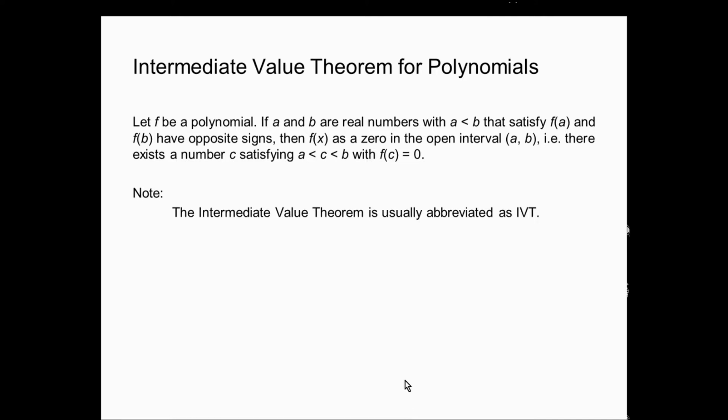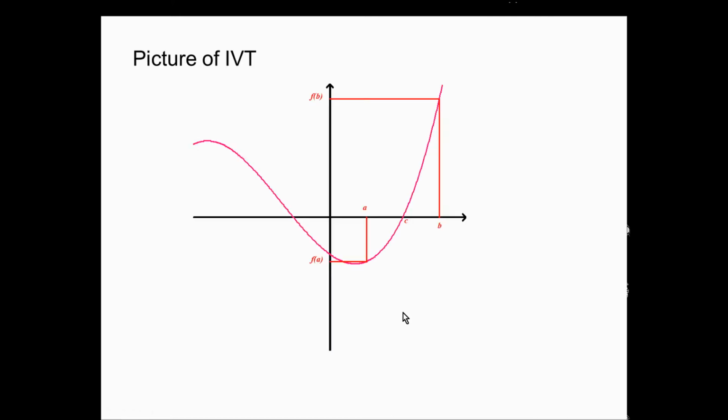Now note, the intermediate value theorem is usually abbreviated as IVT. So in order to verify the intermediate value theorem, you're going to be given the function and an interval, you evaluate f of a and f of b, and observe that they have opposite signs. That's all you care about, is do they have opposite signs. Notice the theorem doesn't tell us how to find the 0. It just tells us that there is one. Let's try a few examples to see if we can make it a little bit clearer.